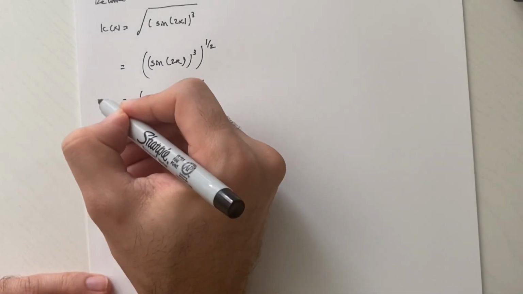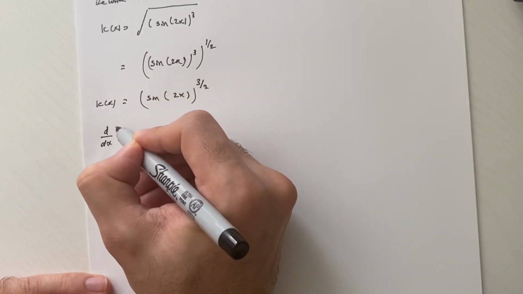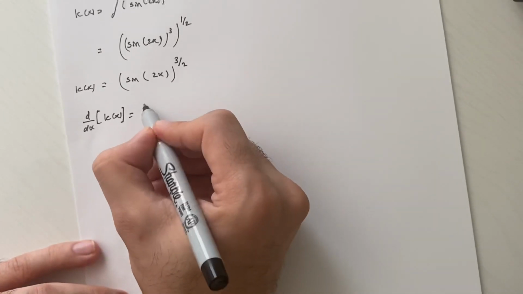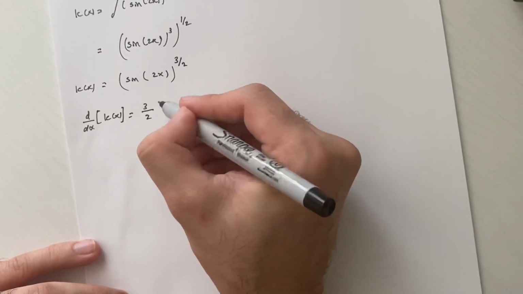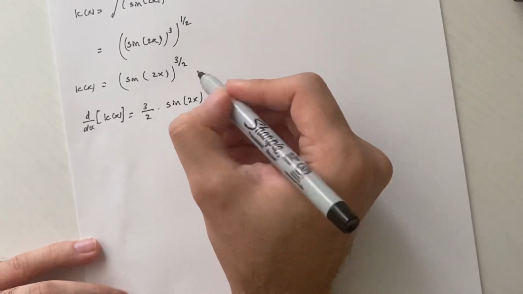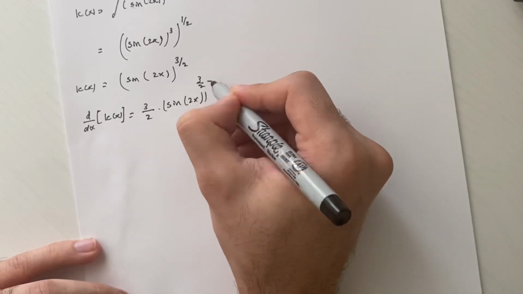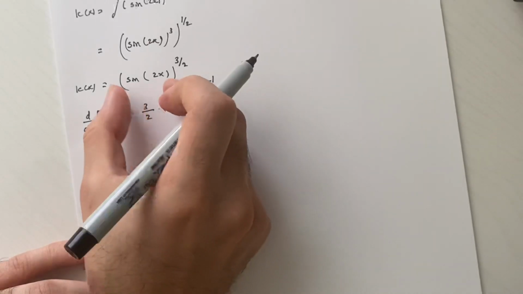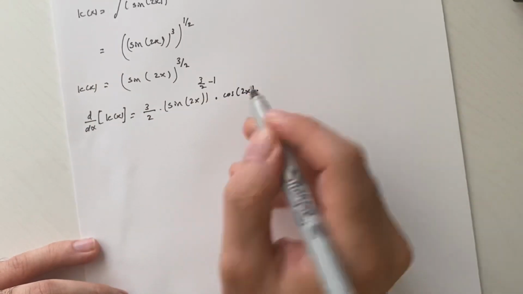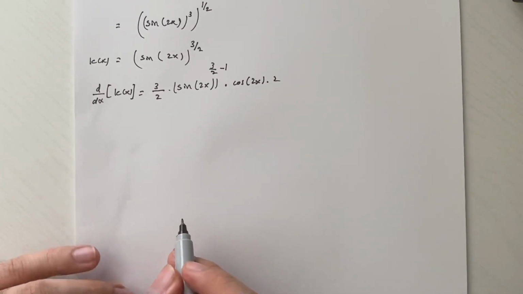Now we are ready to take the derivative. We're going to use the chain rule. First we take the derivative of the outside and multiply it by the inside, so 3 over 2 minus 1, and then multiply it by the derivative of the inside, which is cosine 2x, and then multiply by the derivative of the inside of that, which is the derivative of 2x, which is just 2.